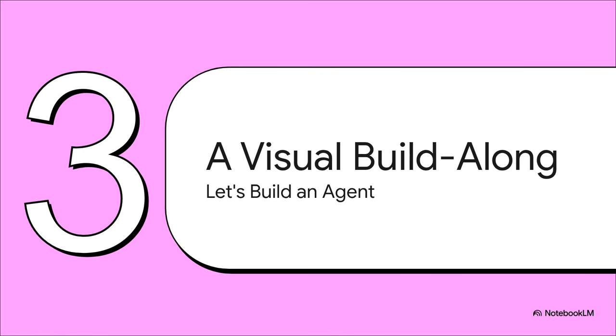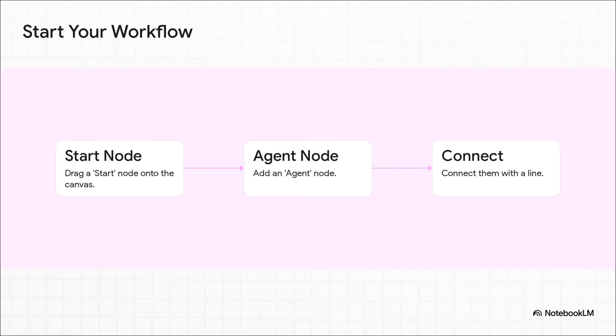Let's make this real. We're going to walk through a quick build right now just to show you how ridiculously simple it is to get one of these agents up and running. So check this out. To create your first basic workflow, it's literally this simple. You drag a start node onto the canvas, you add an agent node, and then you just connect them with a line. That's it. In like 2 clicks, you have the basic skeleton of an AI agent just sitting there, waiting for you to tell it what to do.